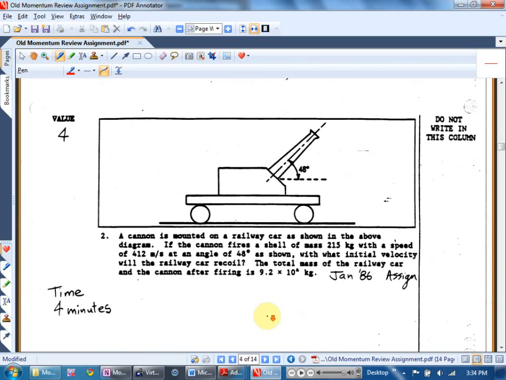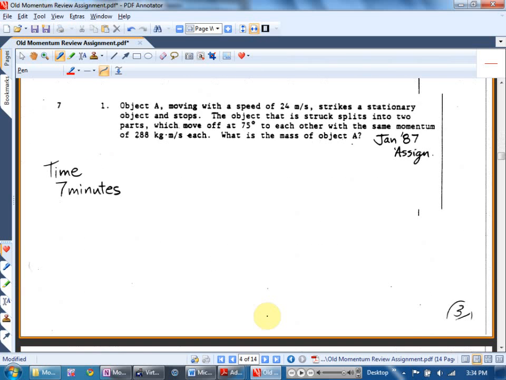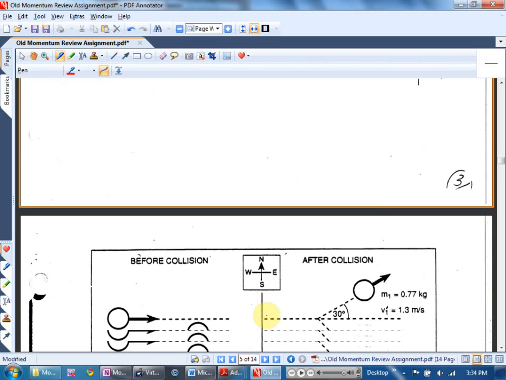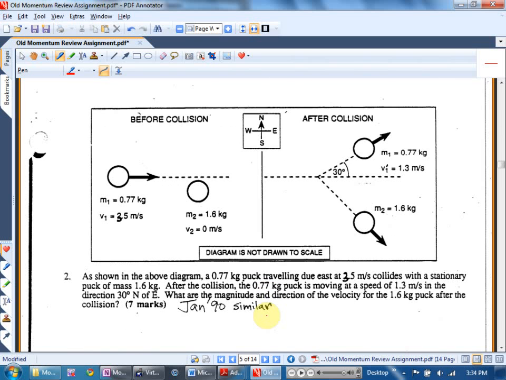Saw a cannon there, Mr. Duke. Yeah, we've done a bunch like that. Object A splits in two. That's an explosion. We've done a bunch of those. Another angle.